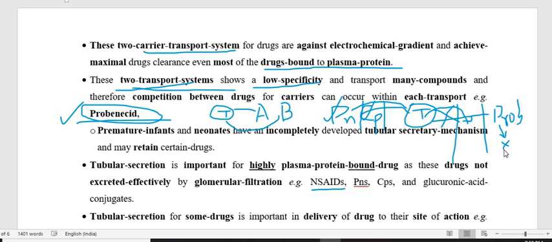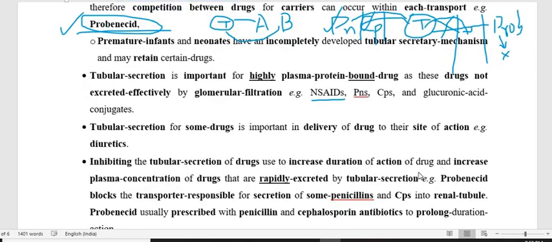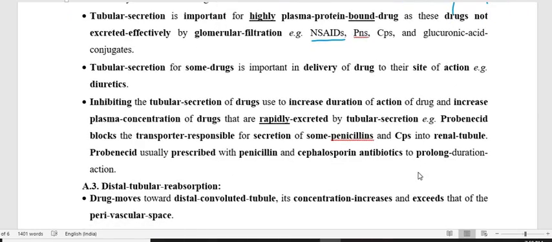So the dose of the drug has to be reduced, because the drug will be slowly excreted. You are administering probenecid, which slows down the excretion of the drug by stopping the transport system, and therefore this becomes very important.